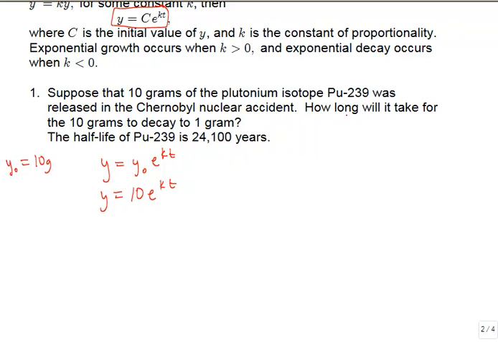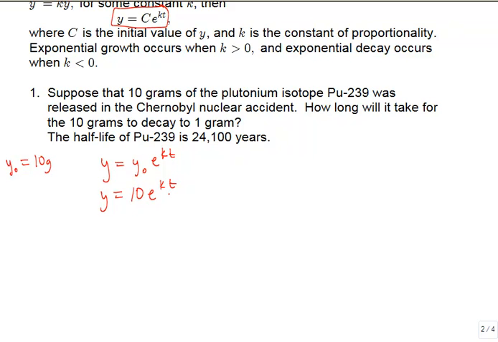We want to know how long it will take for the 10 grams to decay to 1 gram. So 1 gram is an amount, and that's your y variable. So we really want to know what happens if I were to plug in 1 for y. But right now I can't solve that because I still don't know what k is. So we're going to have to use some additional information to find out k first, and then we'll be able to plug in 1 for y and solve for t.